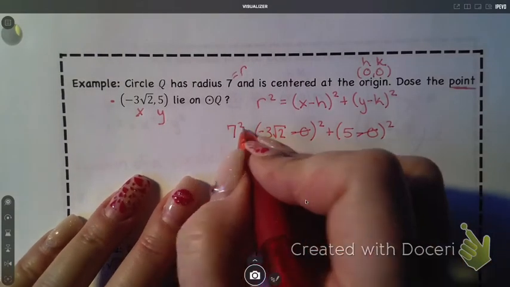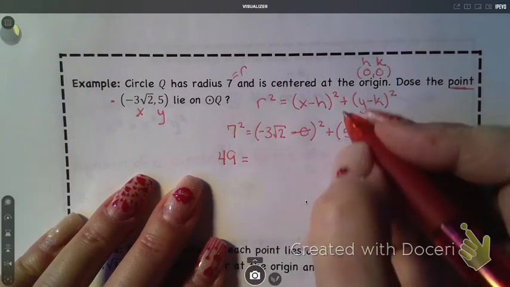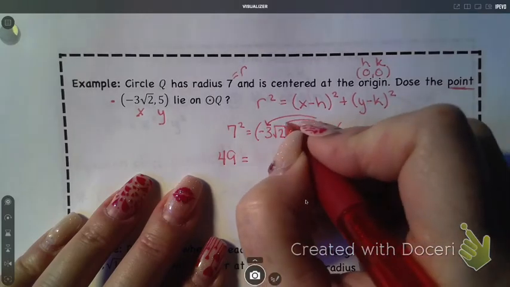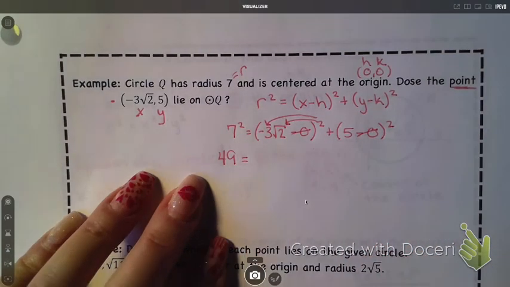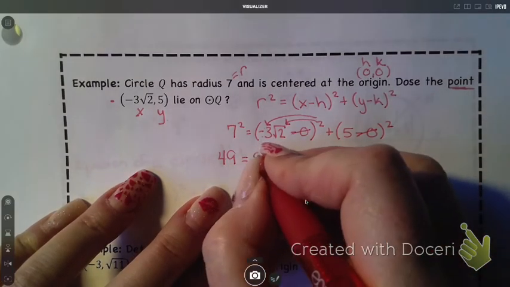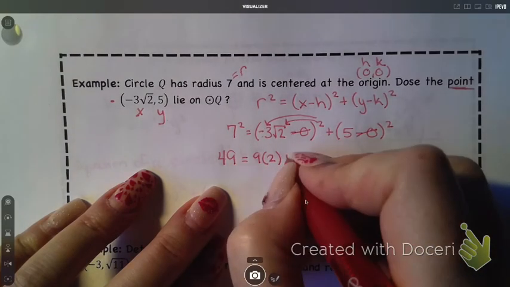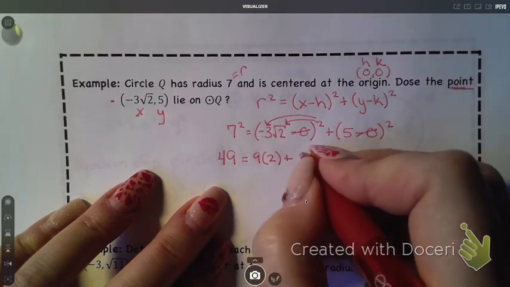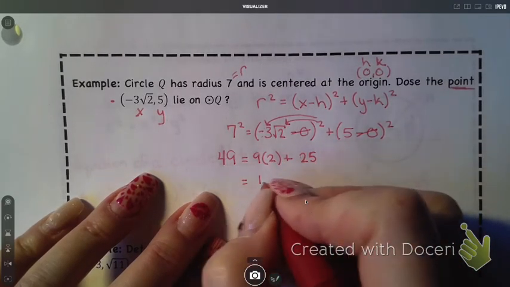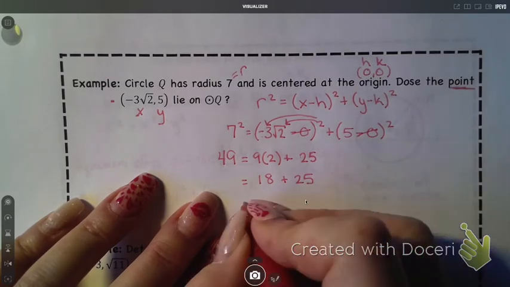Okay, so 7 squared is 49. Remember, when I square that negative 3, I have to square negative 3 and square the square root of 2, yes? So negative 3 squared is 9 times 2 plus 25. So 9 times 2 is 18 plus 25. So what is 18 plus 25?